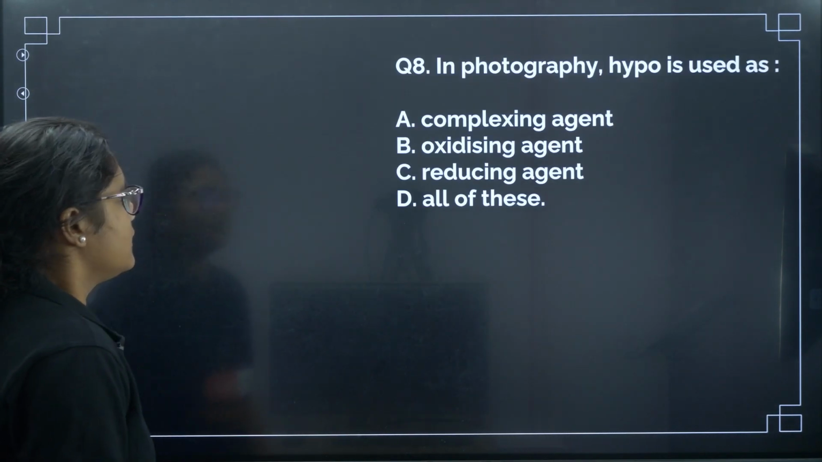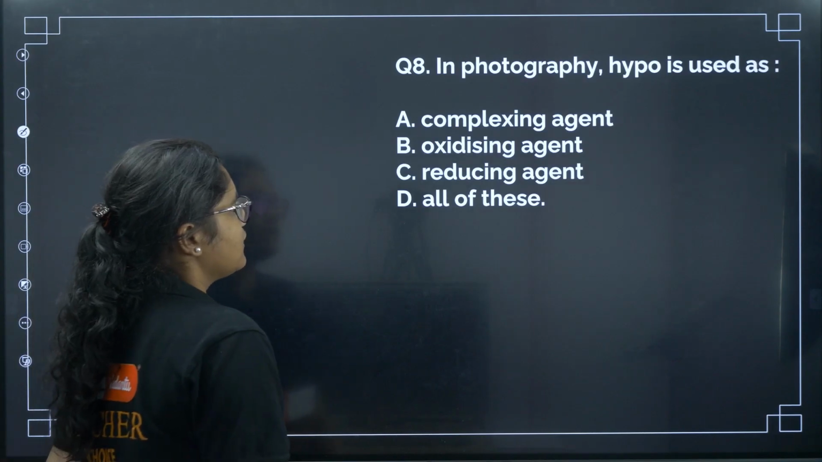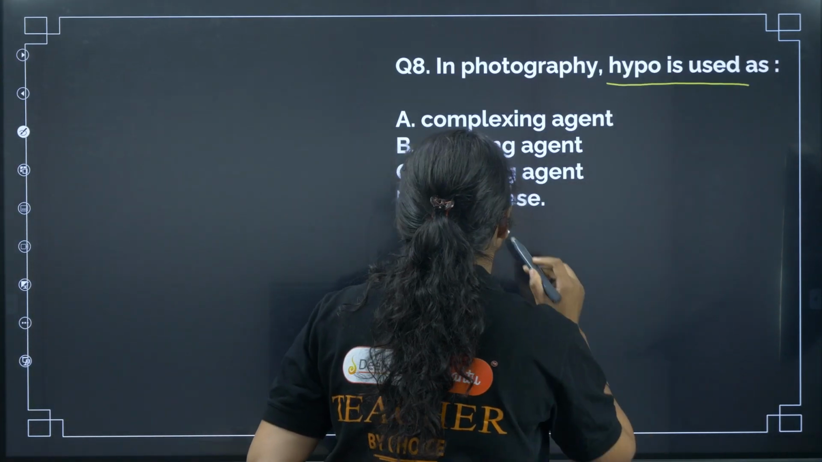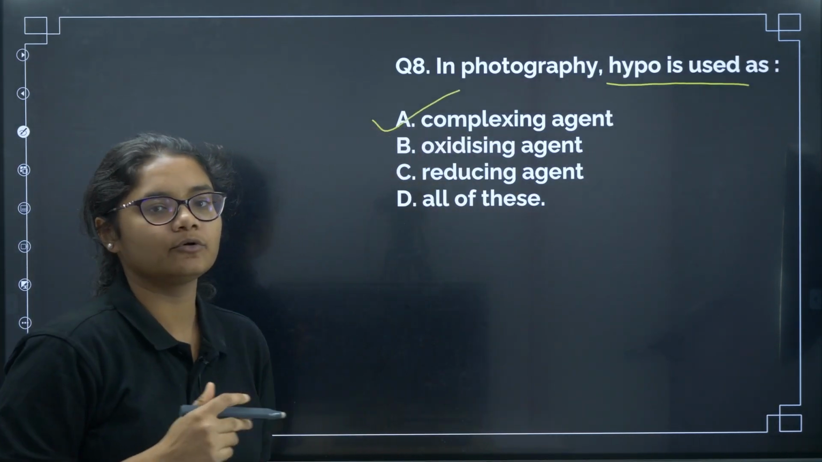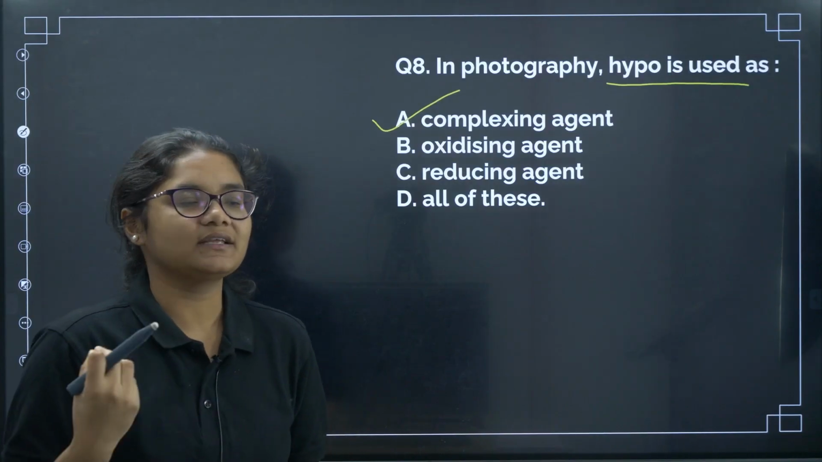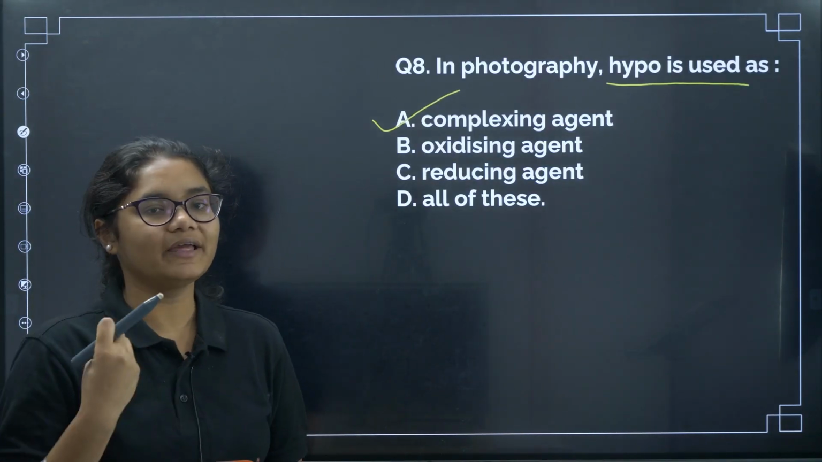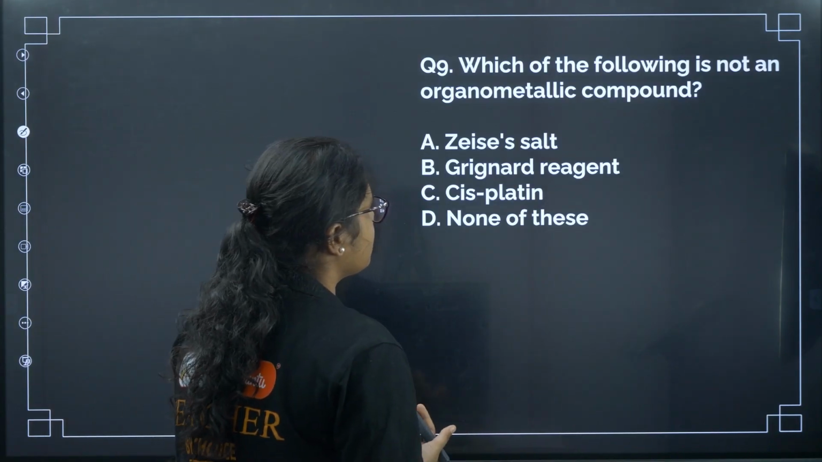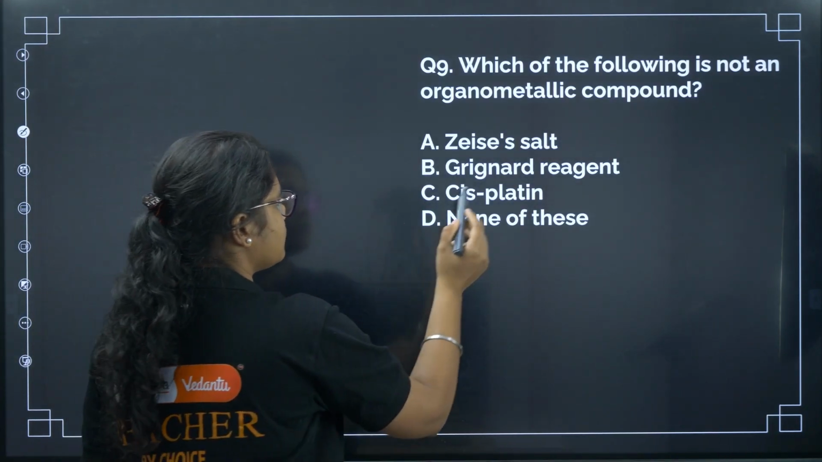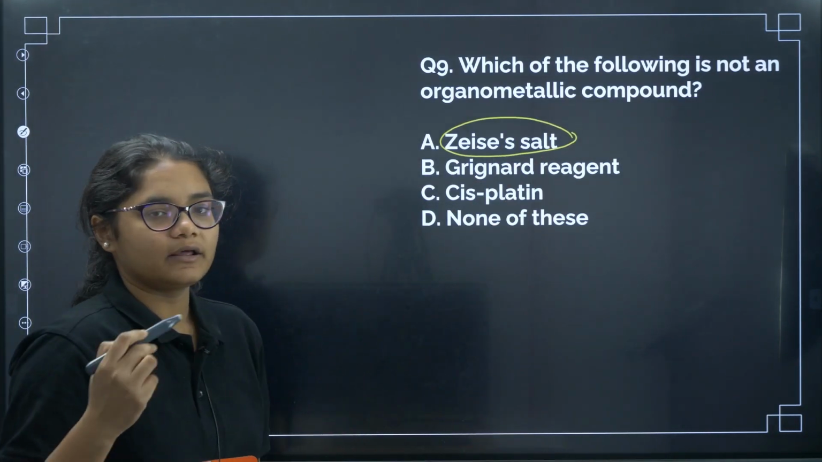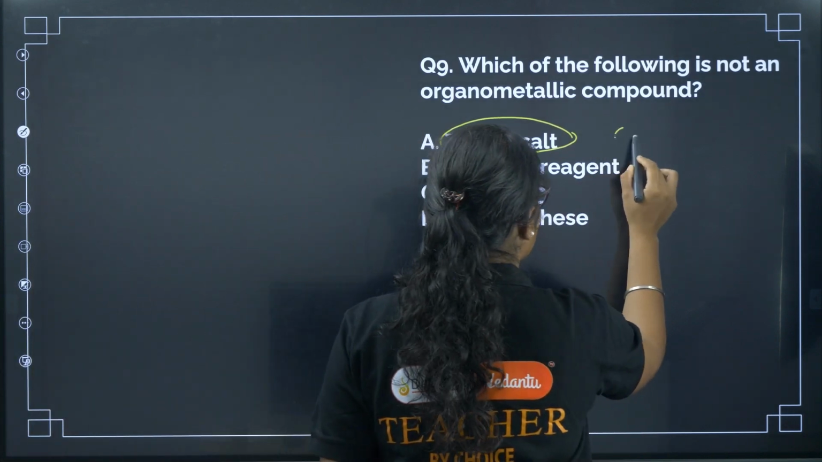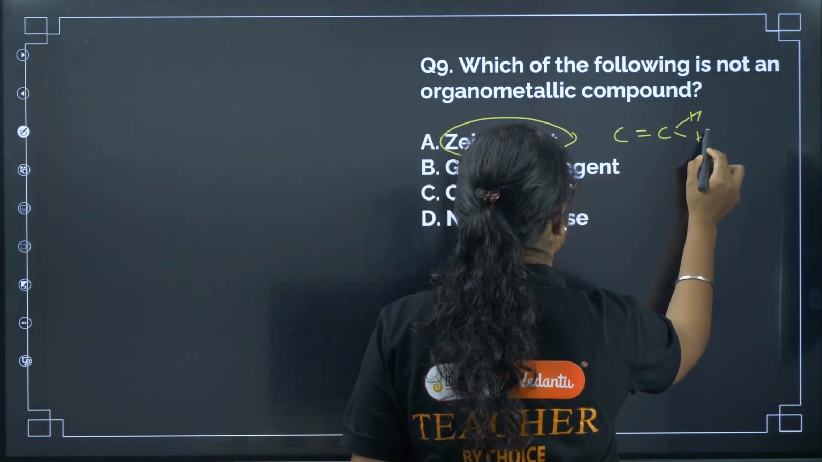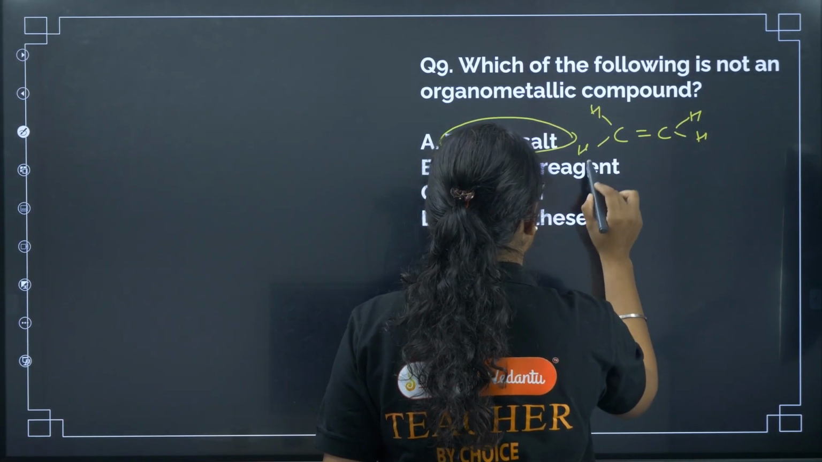Okay. Next, in photography, hypo is used as a complexing agent. Okay, the thiosulfate solutions are used as a complexing agent to remove the excess of silver. Okay. Next, which of the following is not an organometallic compound? If you know this salt, it is a reagent where we have an ethylene group. Ethylene group is present in this one. That is why it is an organometallic compound.